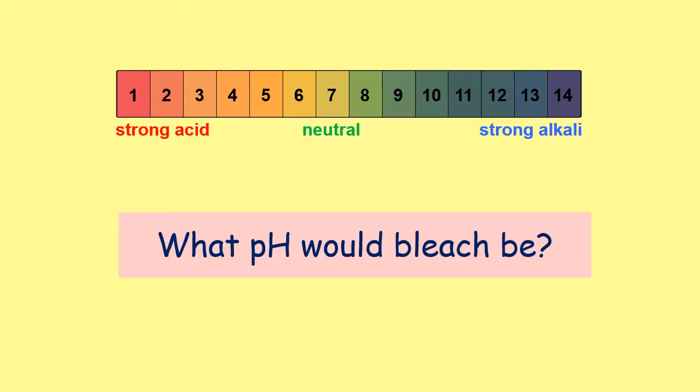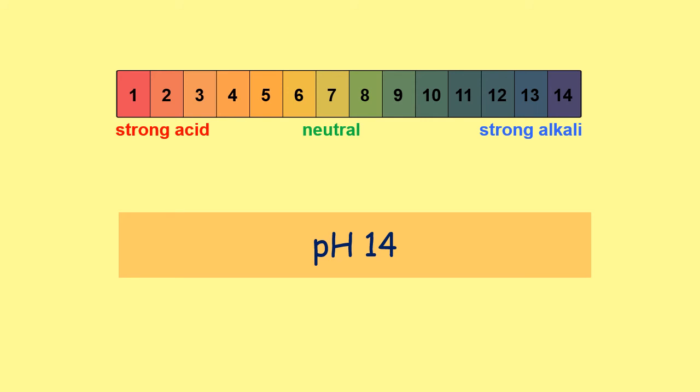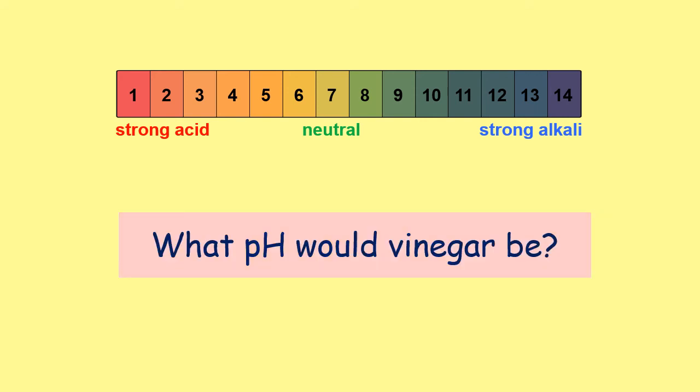So let's see, can you remember what pH bleach would be? What number are we looking for for bleach? So bleach would be pH 14, but it's a strong alkali, so if you'd written 12, 13 or 14, that would be acceptable. Next one, what pH would vinegar be?